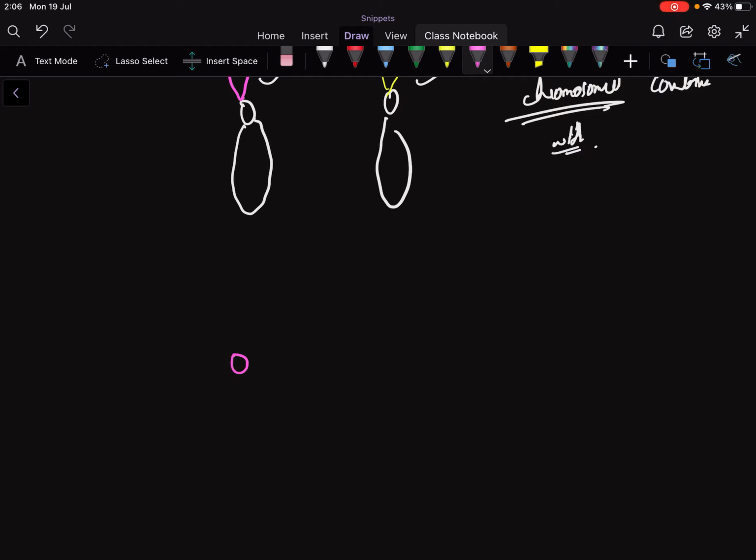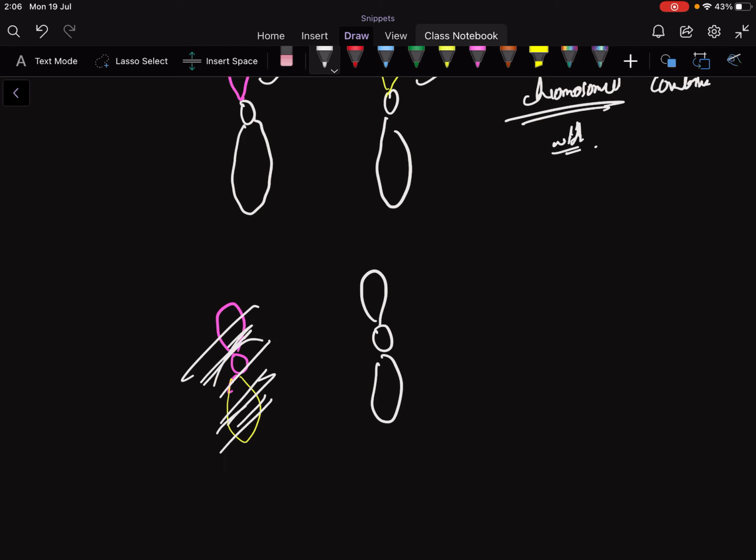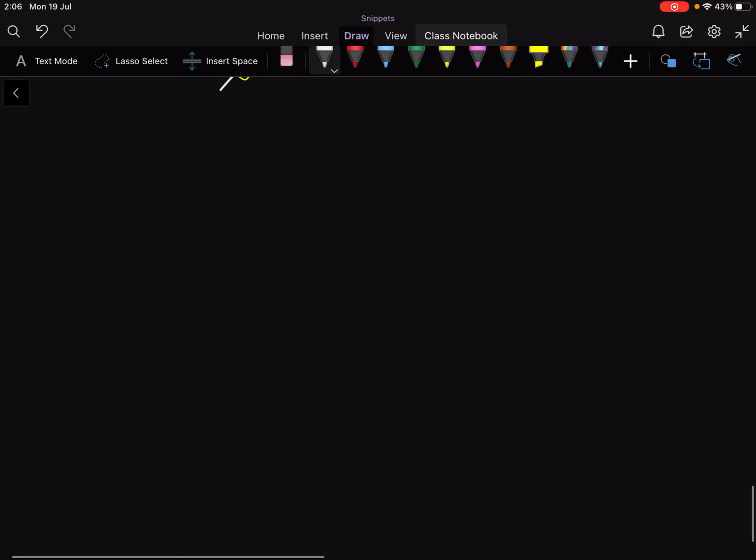As you can see here, this pink one and the yellow one will fuse with each other, and the long arms will fuse with each other, and eventually this is lost. Okay, and these long arms will suffice. Hence this is called a Robertsonian translocation, and this is normally seen in Down syndrome. Okay, next we will talk about inversions.